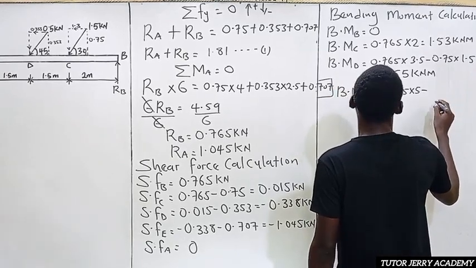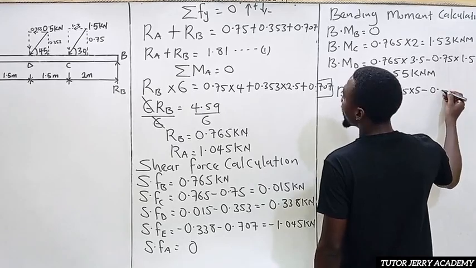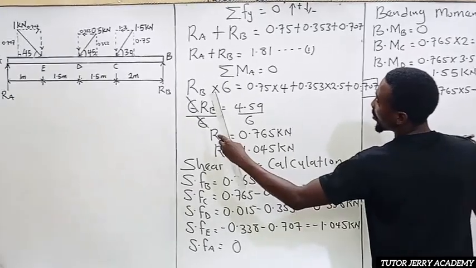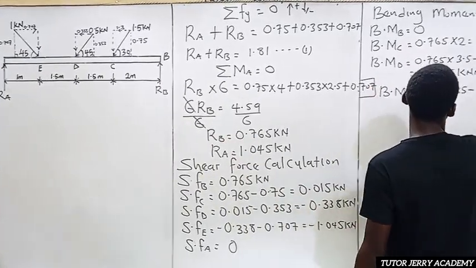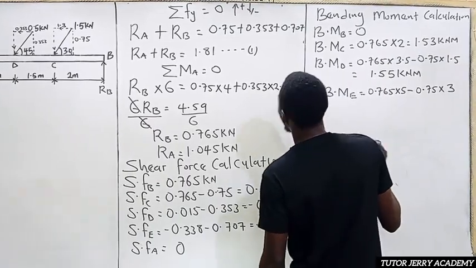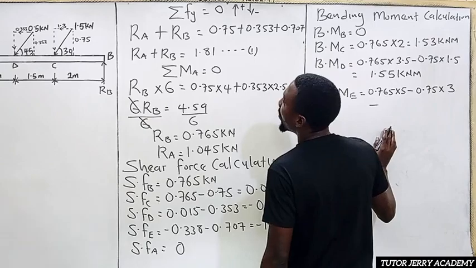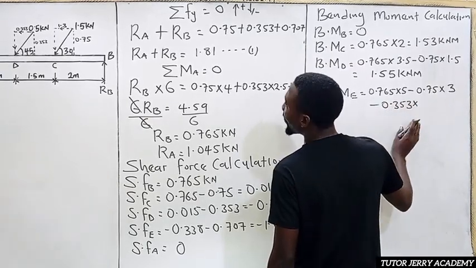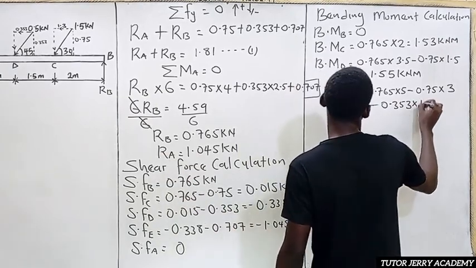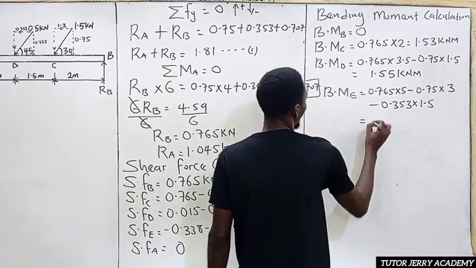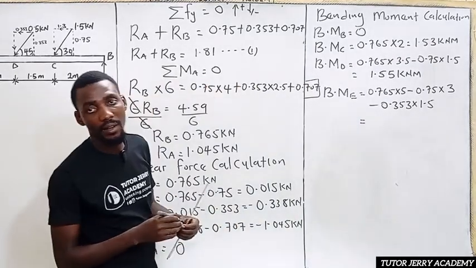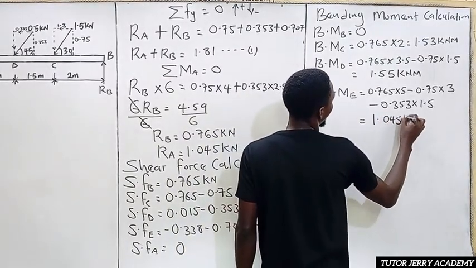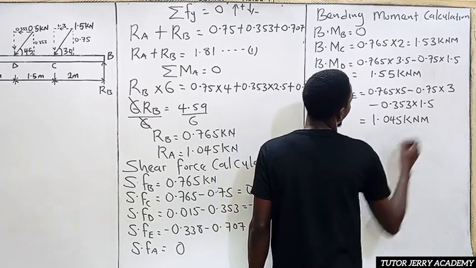0.75 multiplied by the total distance there from C to E, that is 3. All right. And minus 0.353 multiplied by from D to E, that is 1.5. All right. So if we do the math, what are we going to have? 1.045 kilonewton meter. All right.